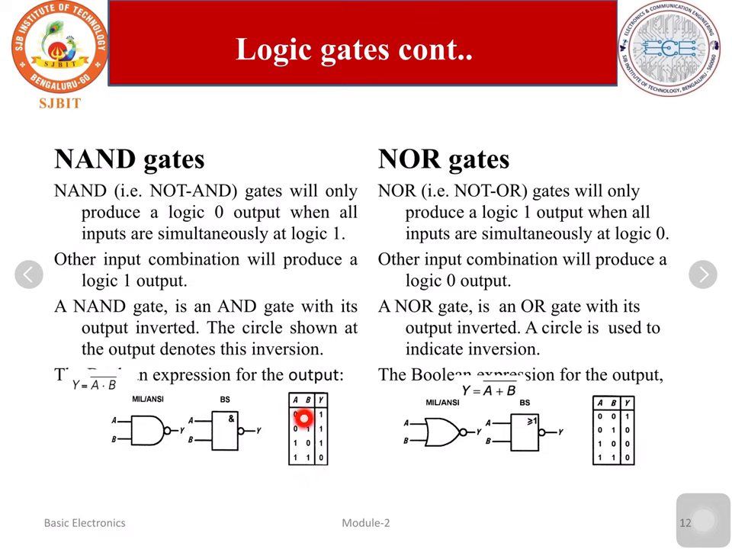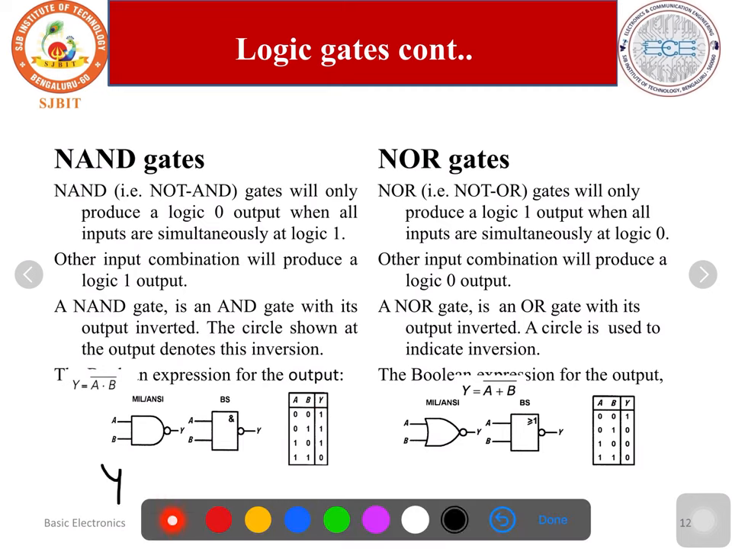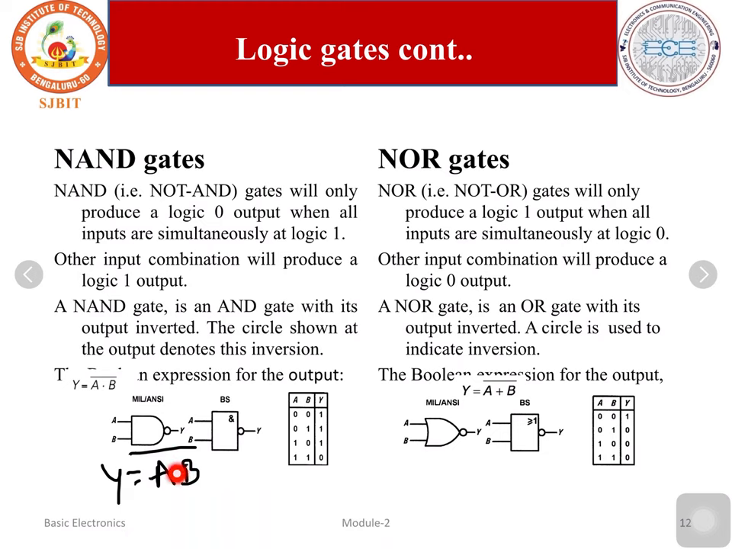0 AND 0 is 0, 0 complement is 1. The Boolean expression for this is Y is equal to A AND B whole bar, because it is a NAND gate. Y is equal to A AND B is AND, the complement is NAND.